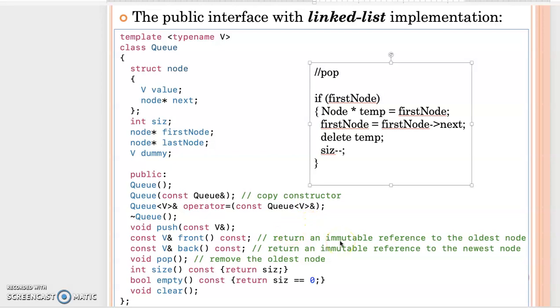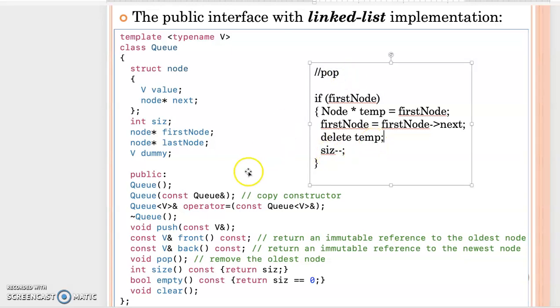Yeah, we left out a couple of things we didn't finish from the previous video. After we finish the pop, if you have the first node, then we need to have the temp refer to the first node, then the first node is assigned to the next one. So we can delete the temp. Then we decrement size.